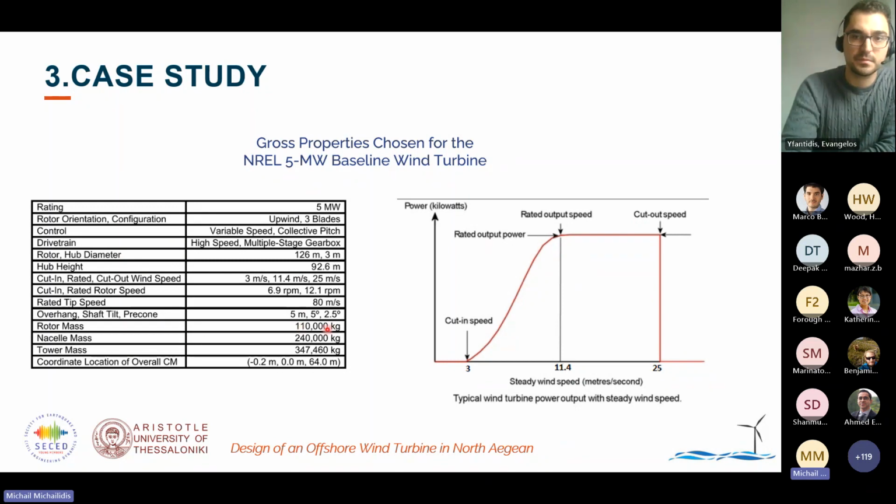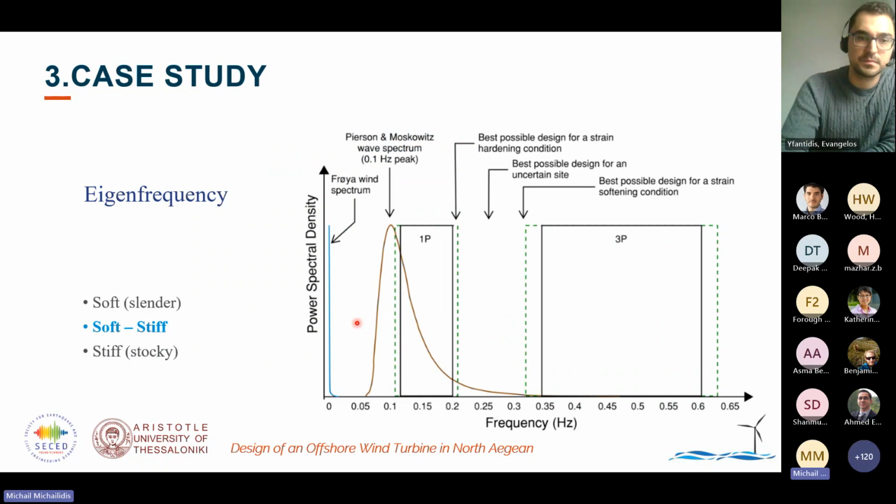Another key point is the mass of the rotor on the top of the tower, which is 350 tons, which is almost the same amount as the weight of the tower, just to have a reference point for the dynamic analysis that will follow as well.